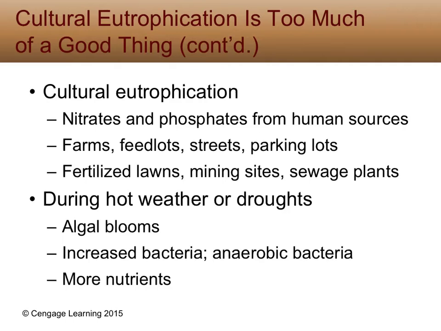Nitrates and phosphates come from human sources: farms, feedlots, streets, and parking lots can all rush into there. Those algal blooms are much worse in hot weather, or when we get droughts for that matter, which increases the concentration of those toxic substances. The drought in particular, because water evaporates, and then we have increased toxicity. We have increased bacteria at that point.